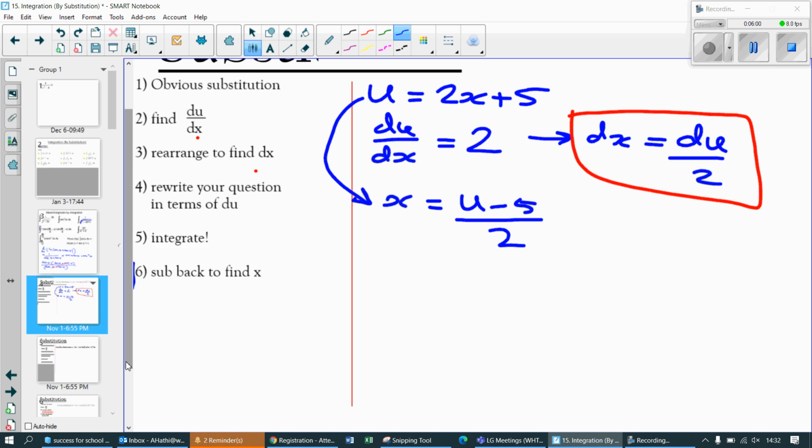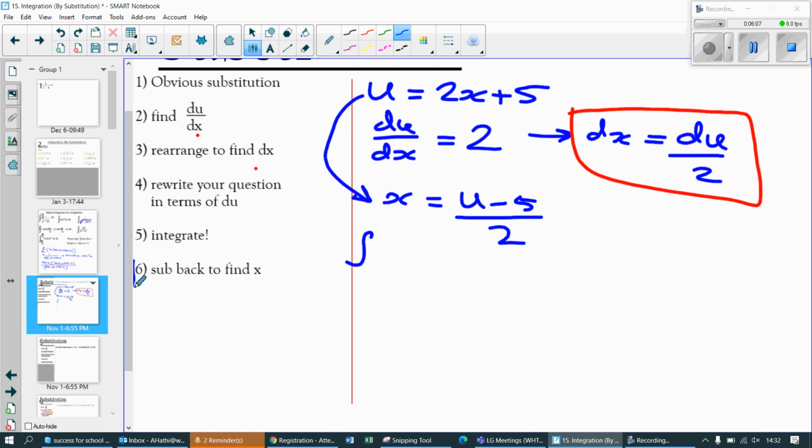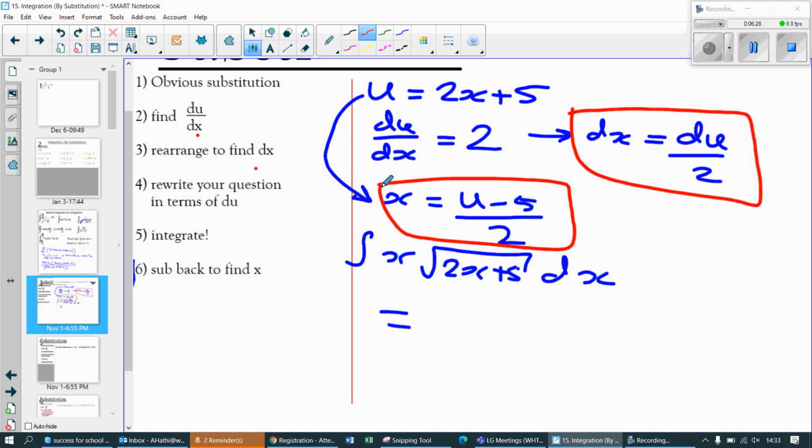So the integral, okay, I forgot what the question is now, of x, 2x plus 5 square rooted. So the integral of x square root 2x plus 5 dx equals, what's x equal to? Just look back through the things I found. What is x equal to? Yeah, and it might be sensible to note these two things, because we're going to come back to them all the time. So u minus 5 over 2.